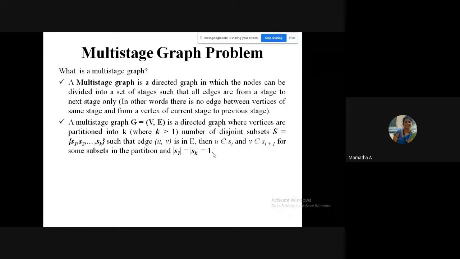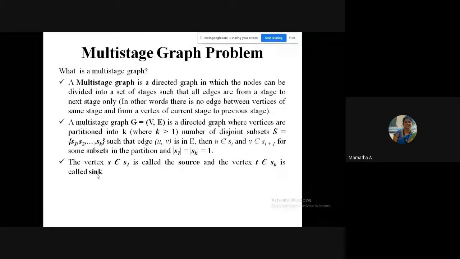And say there is a vertex S belonging to S1, that is the first stage; it is called the source. And the vertex T belonging to SK, the last stage, we call the sink. So what is a multi-stage graph? It is a directed graph where the vertices are divided into stages, wherein the first stage has only one vertex called the source. The last stage also has one vertex called the sink. You have to remember this.